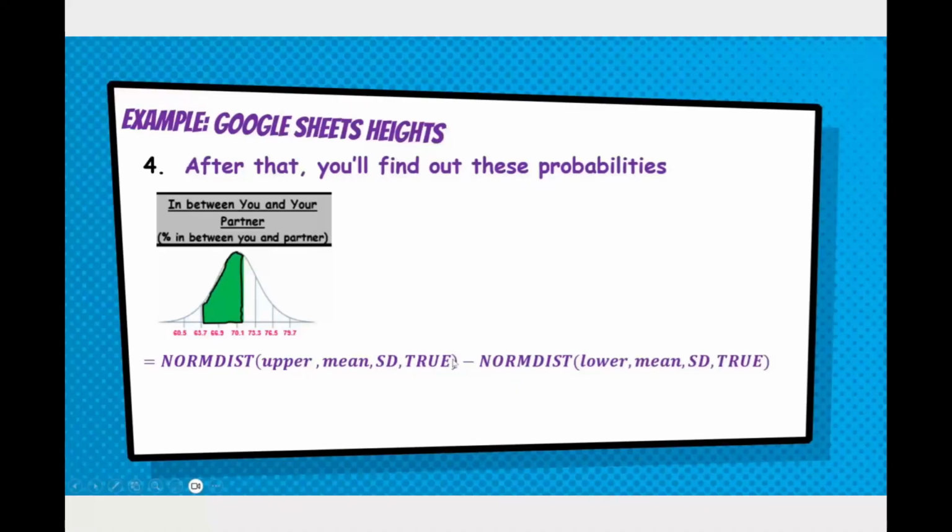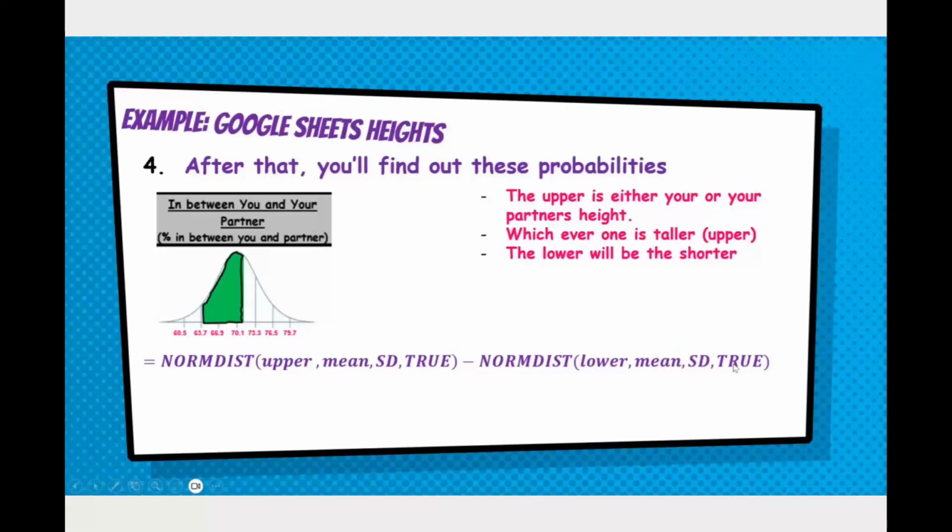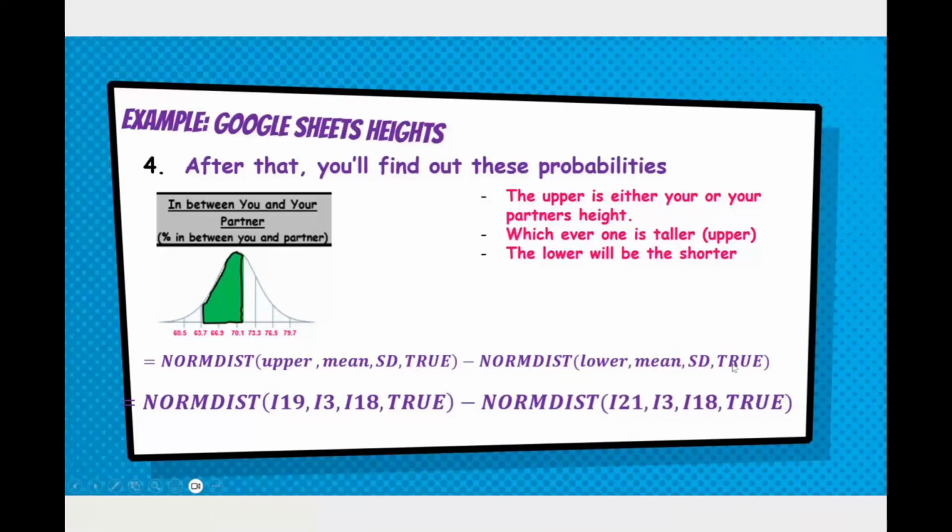I'm going to close my parentheses, and now I'm going to subtract the same thing, minus normal distribution, with her height for the lower, because it's a smaller number, the same mean, same standard deviation, and the same word true. Okay. And this is what mine looks like with that plugged into my formula.